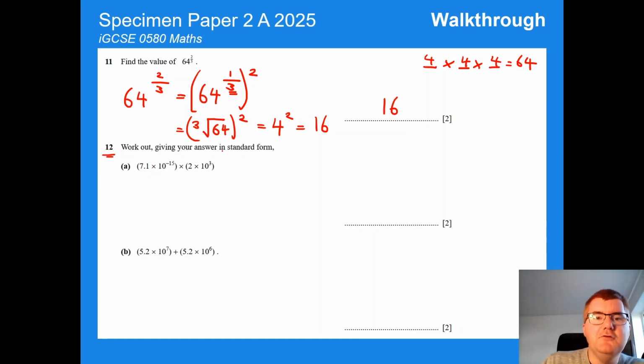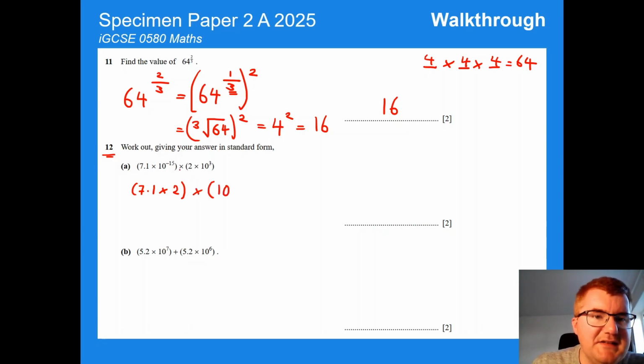So work out, giving your answer in standard form. Again, a non-calculator skill as well. So the first thing here, we're multiplying. If we multiply, then we just multiply the numbers together. So 7.1 times 2. And then we're going to multiply the indices. So 10 to the power of minus 15 times 10 to the power of 3.